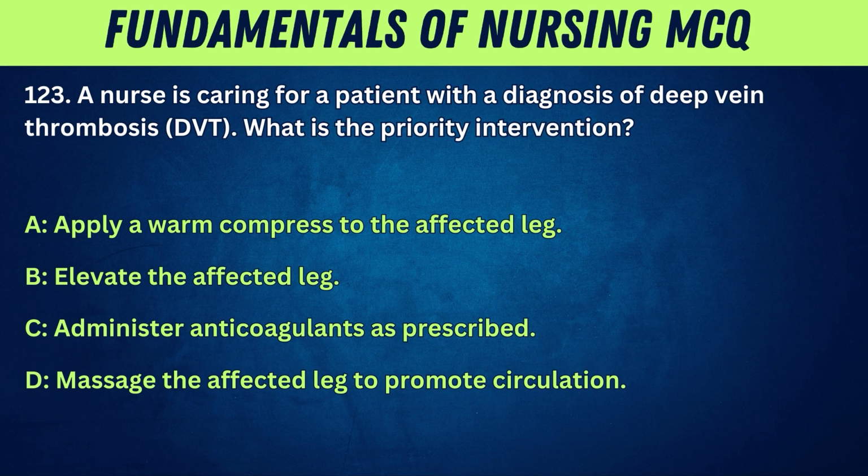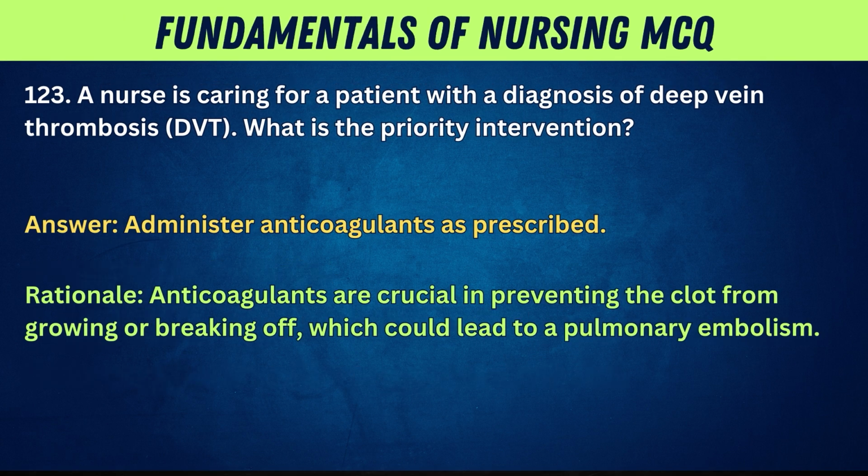123. A nurse is caring for a patient with a diagnosis of deep vein thrombosis, DVT. What is the priority intervention? A. Apply a warm compress to the affected leg. B. Elevate the affected leg. C. Administer anticoagulants as prescribed. D. Massage the affected leg to promote circulation. Answer: Administer anticoagulants as prescribed. Rationale: Anticoagulants are crucial in preventing the clot from growing or breaking off, which could lead to a pulmonary embolism.